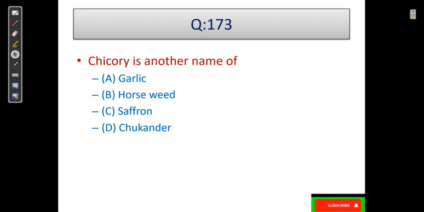Chicory is another name of garlic, horseweed, saffron, chukandar. Chukandar. We can say horseweed is the correct answer for chicory.